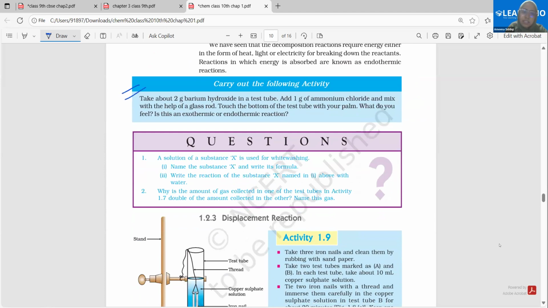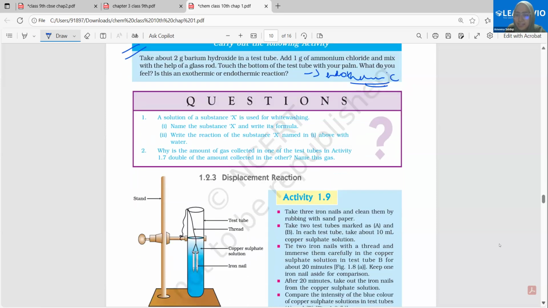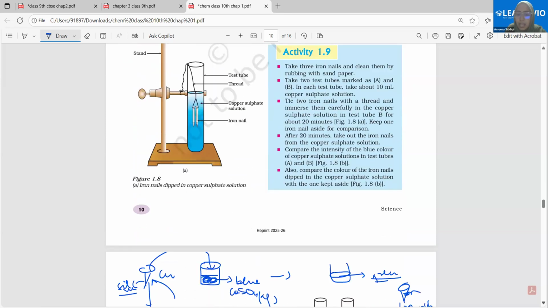And I think we have also discussed this. 2 grams of barium hydroxide and 1 gram of ammonium chloride. What kind of reaction was this? Endo or exo? This was endo. We discussed this. Okay, fine. No worries.